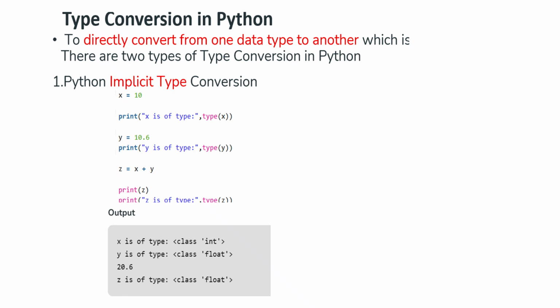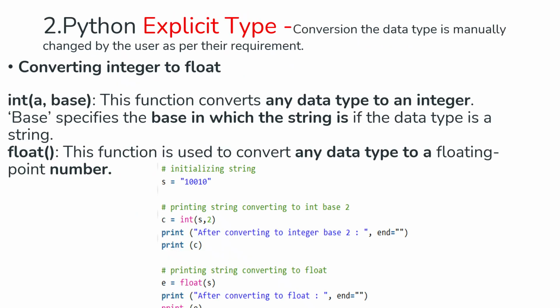So x is equal to 10, print x and the type of x. Then y is equal to 10.6. Now the first one is an integer, the second one is a floating point. Next you are going to add these two things, the integer value with the floating point. It is possible. So print these two things. Automatically the type conversion happens, so you will get the final output as 20.6.